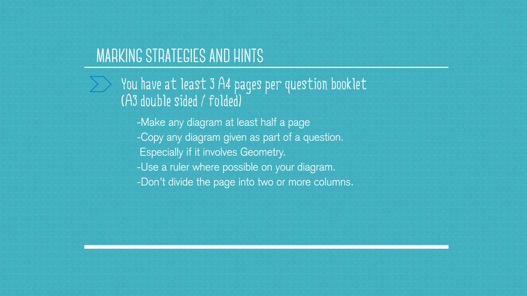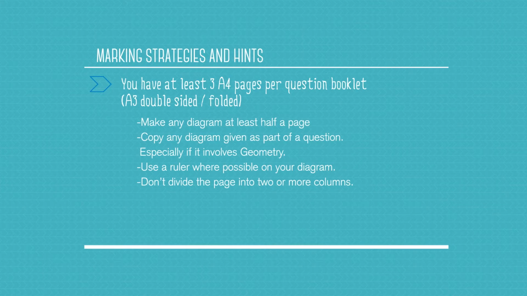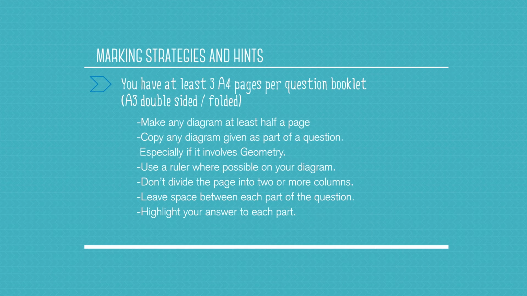Don't divide your page into 2 or more columns. It's hard for the marker to see where you are going sometimes. Have they gone to a new page? Have they just gone to the top? Leave a space between each part, especially early on. You're not going to use the 3 pages early on, so leave a space between each part and highlight your answer. All you're doing there is making it easier for the marker to identify where your answer is.